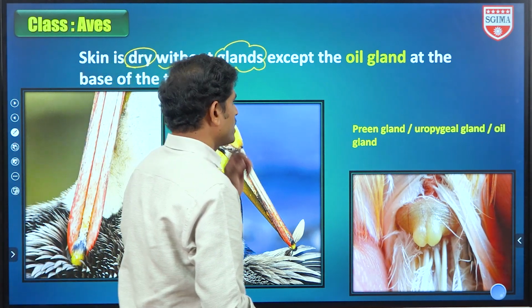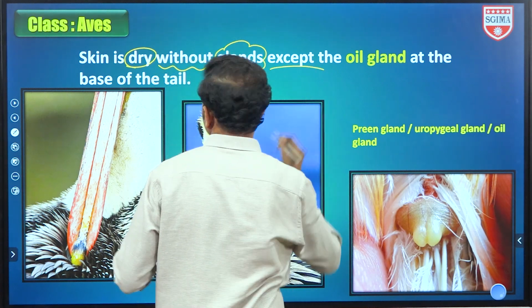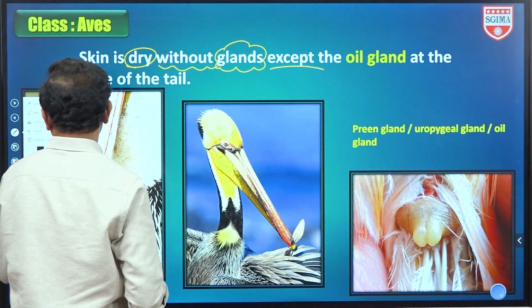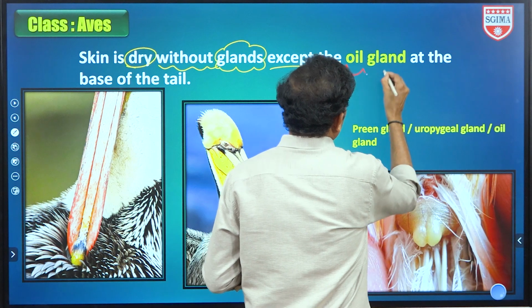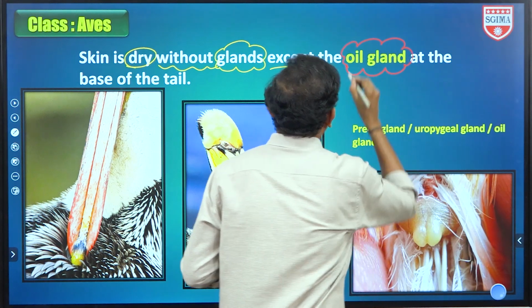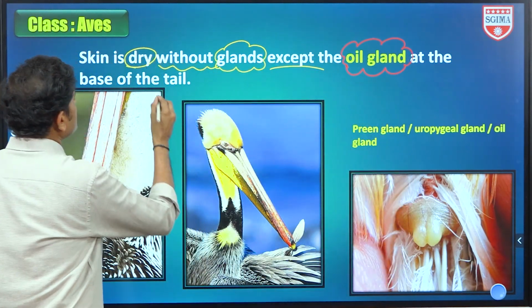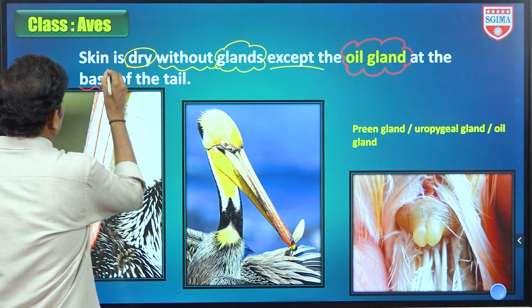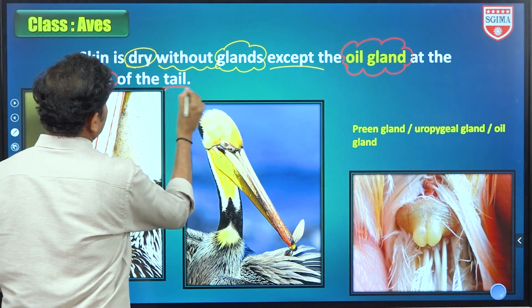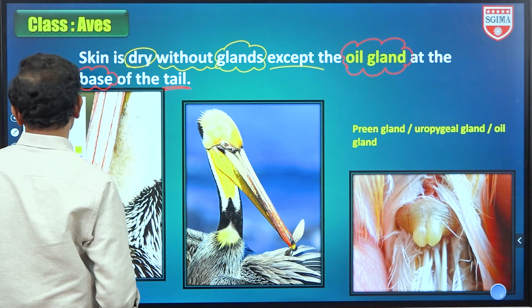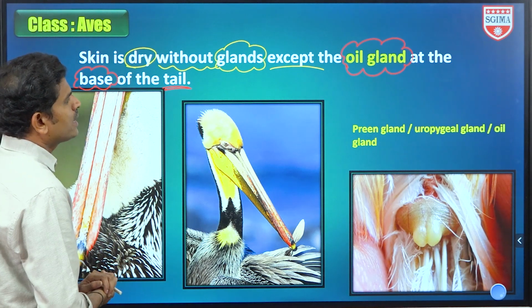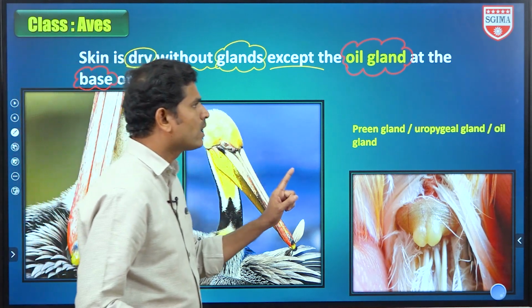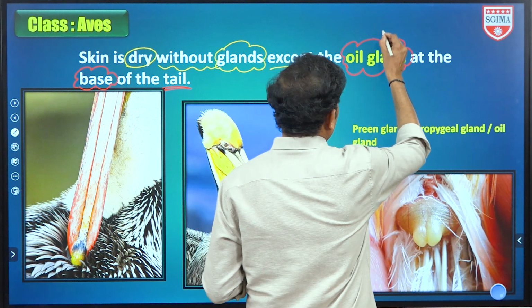Even then there is one exception. One gland, what is the exception here? It is one gland, that is nothing but the oil gland. The oil gland is present at the base of the tail. Base, this word also you have to remember, base of the tail. So these organisms contain only one gland, that is called the oil gland.